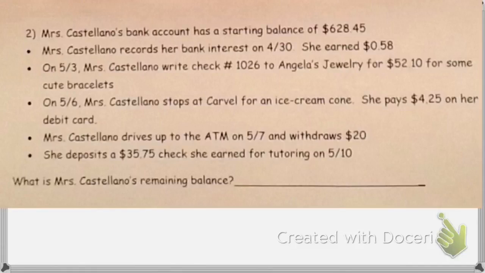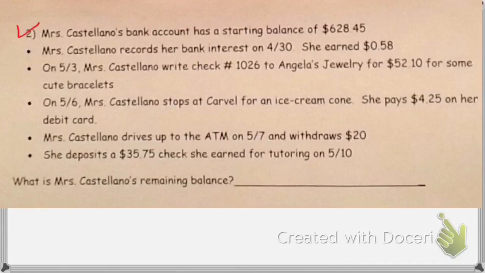So let's see what we know. We know that her starting balance is $628.45. So on the top right-hand side, all the way at the very top by the dollar sign, we'll write in the balance $628.45 for the 45 cents. So we'll check off the first one, and let's move to the next bullet.